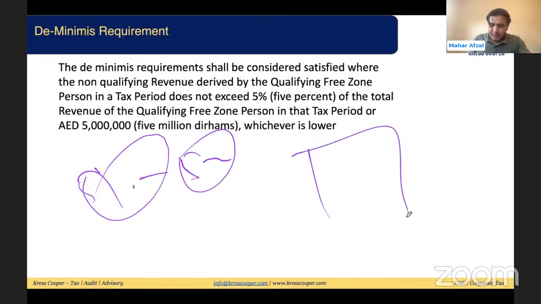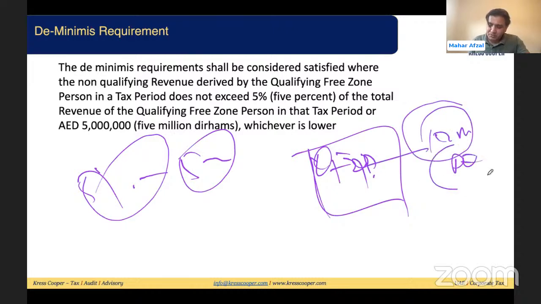So there is one company in the qualifying free zone, and this company is earning, assume, 10 million from their PE on the UAE mainland. This 10 million is greater than 5 million, but it will not bust the de minimis criteria.